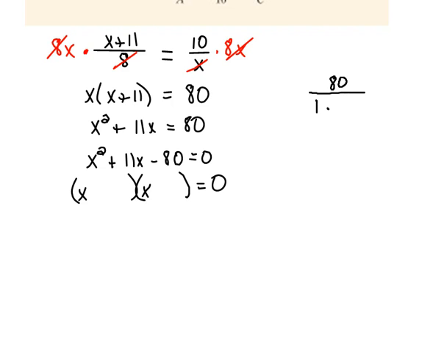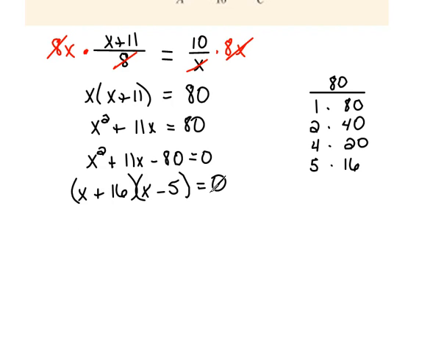80 could be 1 times 80. That won't give us an 11. Could be 2 times 40, but that won't give us an 11. 3 won't divide into it. 4 times 20, but that won't give us an 11. 5 times 16, there's our 11. If we did a plus 16 and a minus 5, that would give us a positive 11 in the center.